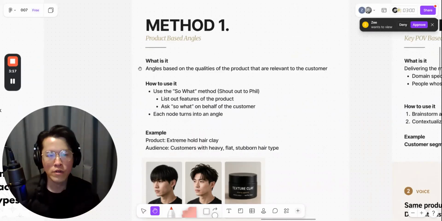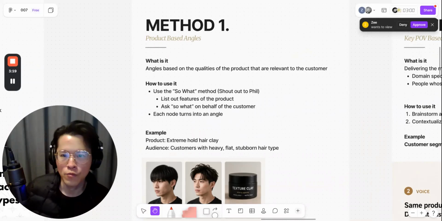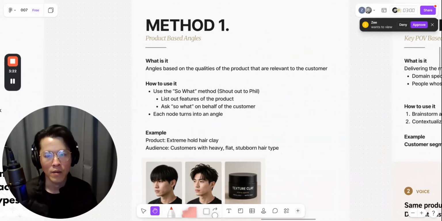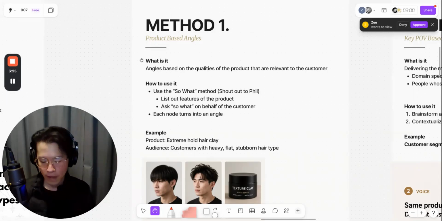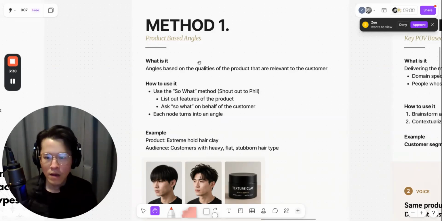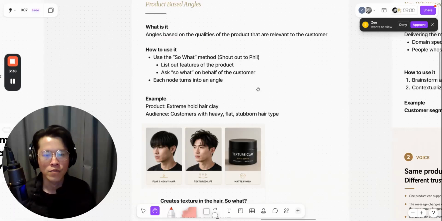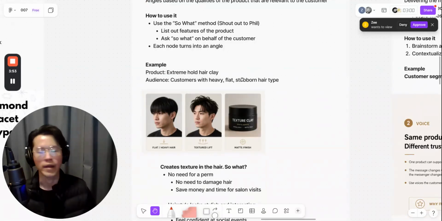Method number 1. This one is what I like to get started with because it's the easiest and it is very reliable. This one is talking about angles based on the actual product itself. So how do we use this? You want to use the so what method. And I'm going to give a quick shout out to Phil from Toronto who showed me this method. Essentially what you want to do is list out the features and then ask so what on behalf of the target customer. And you can do this several times. You can ask the so what question several times. And each node will turn into a unique angle.